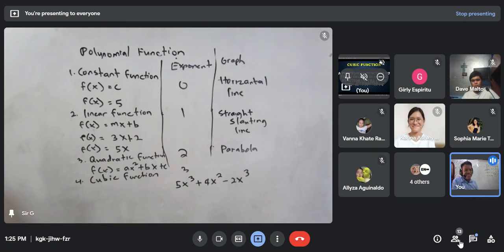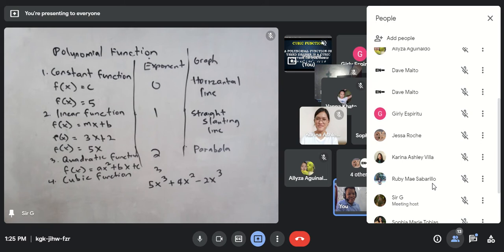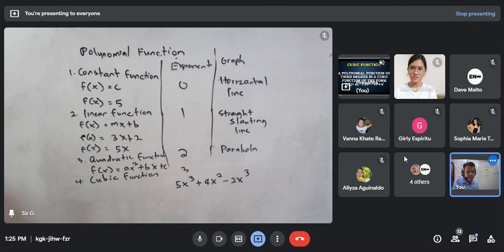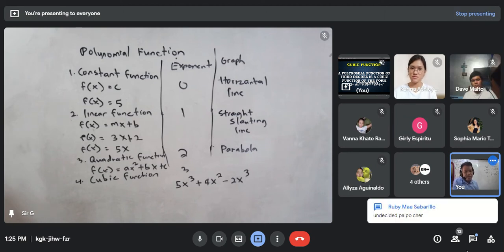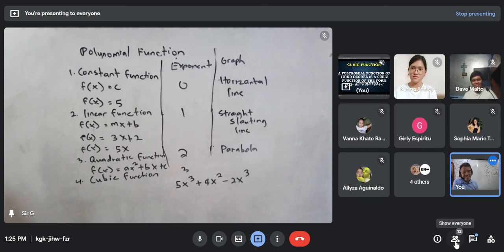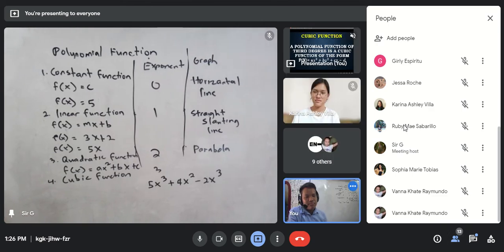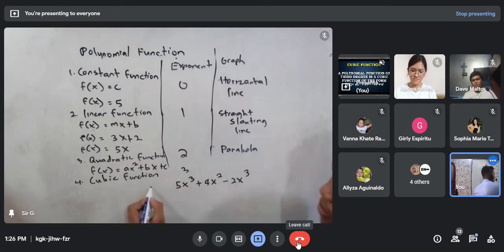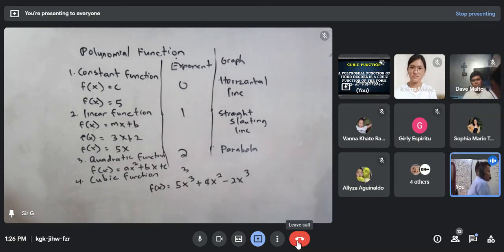Niloloko ko lang kayo. Okay, so si Ruby, ikaw Ruby, anong sagot mo dito Ruby? Miss Ruby. Hello Ruby? Undecided pa, meron pa lang ganun. Undecided. Okay lang. Okay, so 5x cubed plus 4x squared minus 2x cubed. Sino may sagot? Sophia. Ikaw, Sophia. Ano bang sagot mo? Anong sagot mo?